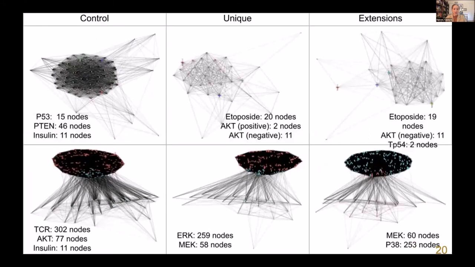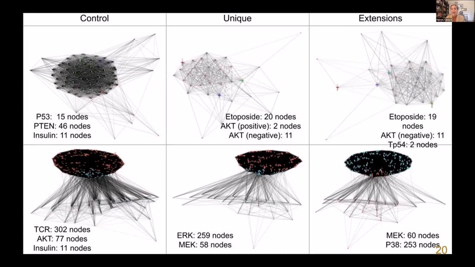And here we have the interpreted extension clusters from each output, the top row being for our RG1 set and the bottom for our RG2. We found that not only did the cluster sizes change, which is to be expected because our LEE sets are getting smaller, but that the cluster proteins also changed. For RG2, our cluster proteins started out as TCR, AKT, and insulin, but by the time we get to just looking at the extensions, our clusters are centered around MEC and P38.